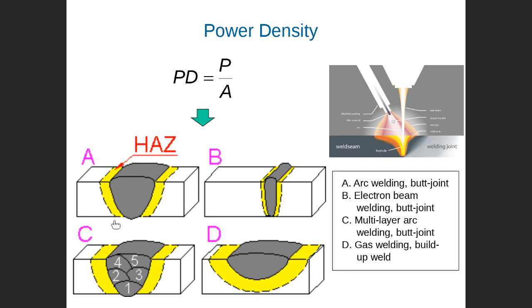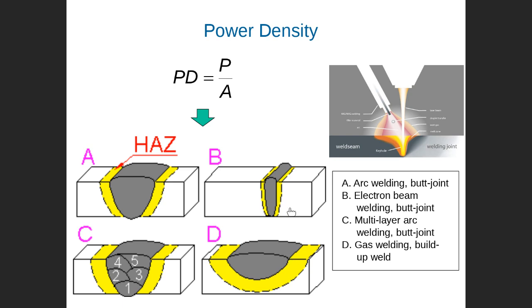But this area is not melted. But the structure of this area is changed because of the heat. So we call it heat affected zone. It is affected but not melted. You can see that this heat affected zone is very small here, here bigger, here very big. And this heat affected zone is not desired actually, because it destroys the mechanical properties and the microstructure properties of the material.